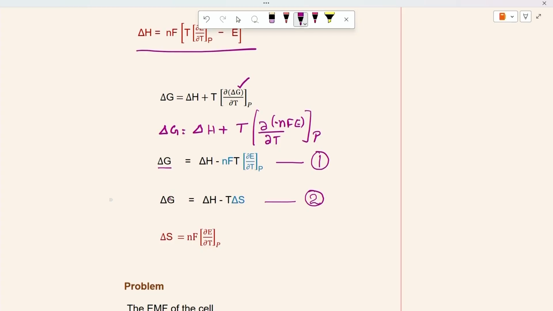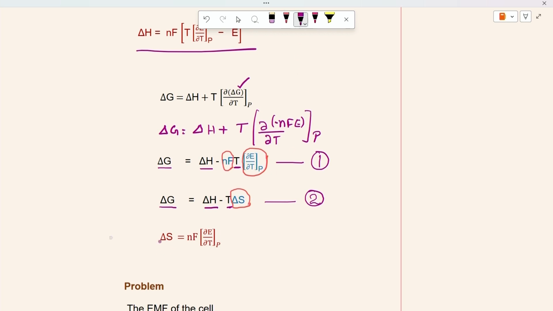See, here we have got delta G, this is also delta G, here we have delta H, here we have got a T and a T, both are negative terms, and when we compare these two, you can say that this term has delta S, and excluding this T we have here nF and ∂E/∂T at constant pressure. So, because both are negative, you can put it as delta S directly. Delta S is equal to nF into ∂E/∂T at constant pressure.